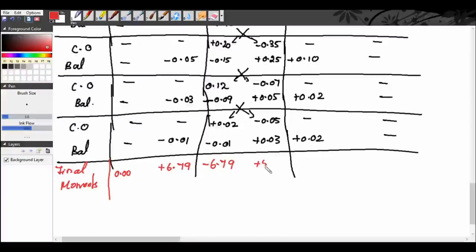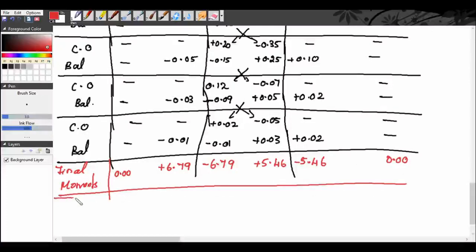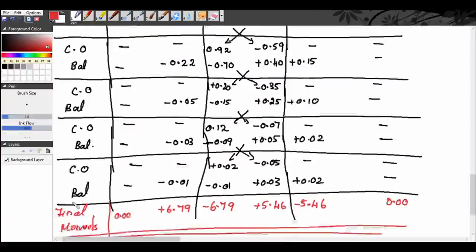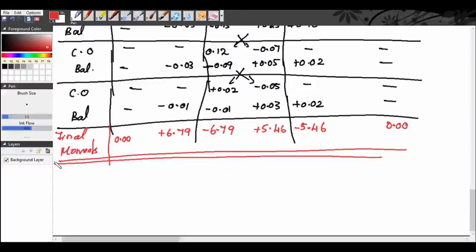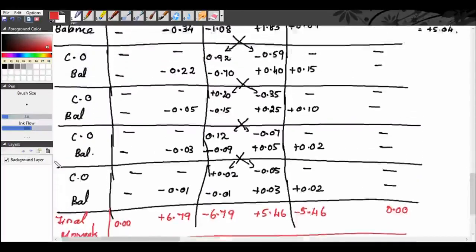Similarly, for CB we get plus 5.46, for CD we get minus 5.46, and at D it is 0. So this is our final moments. Now from the exam point of view, we will write these final moments separately. That will be expected from you, and you will have marks also for that. So our step 4, we will write the final end moments. That is our step 4.